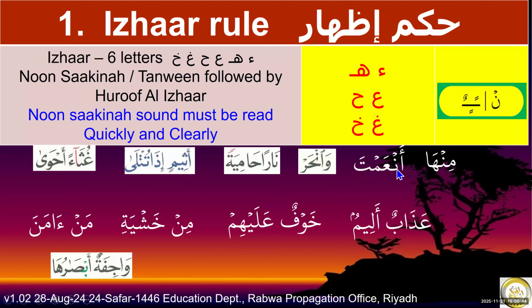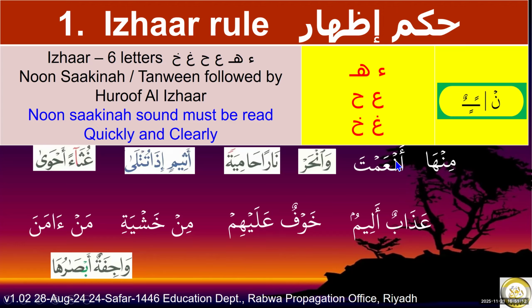So here is anamta. Here it has 2 izhar. One is with the nun sakina, the other one is izhar shafawi. So izhar shafawi, mim sakina followed by letter ta. Ta is not mim, ta is not ba. So izhar shafawi must be applied here. The nun sakina followed by letter ain. Ain is one of the letters of izhar. So nun sakina must be pronounced quickly and clearly. Mim sakina must be pronounced quickly and clearly.